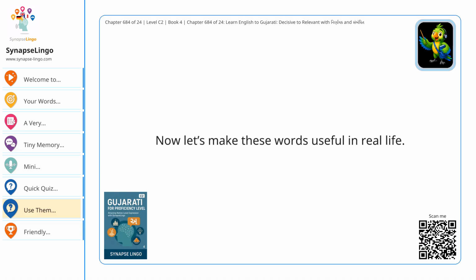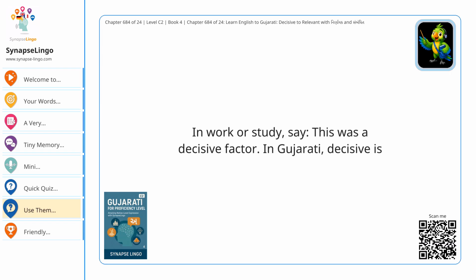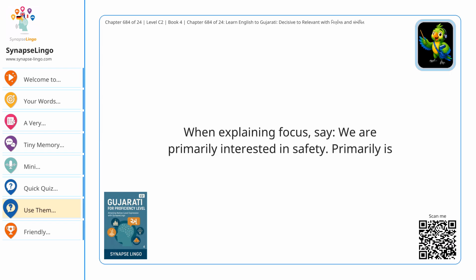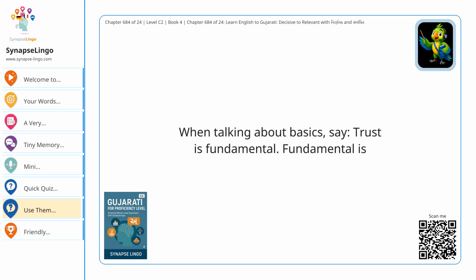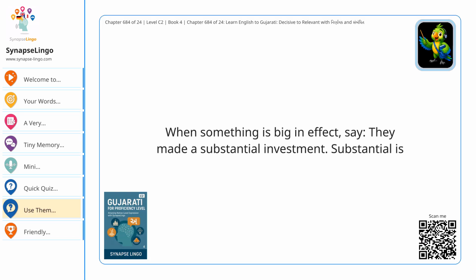Use them like a pro. Now let's make these words useful in real life. Fancy vocabulary is great, but only if it leaves the house sometimes. In work or study, say, this was a decisive factor. In Gujarati, decisive is निर्णायक. When explaining focus, say, we are primarily interested in safety. Primarily is मुख्यत्वे. When talking about basics, say, trust is fundamental. Fundamental is मूलभूत.